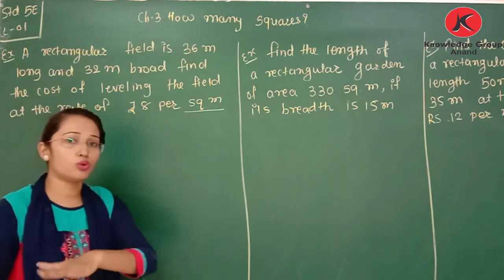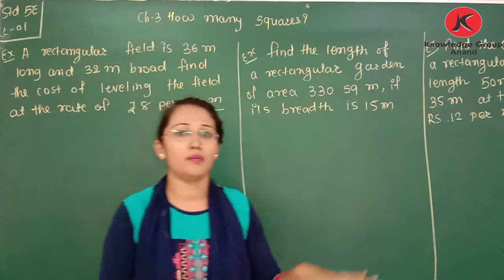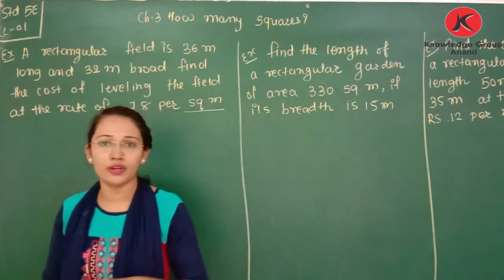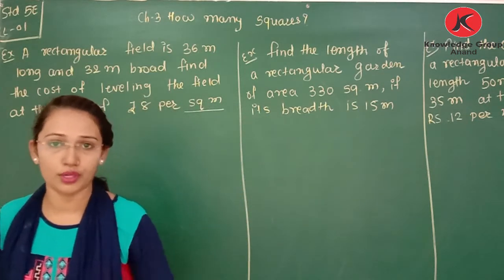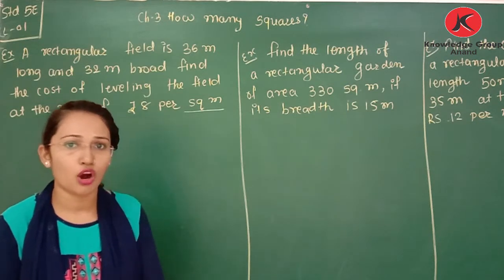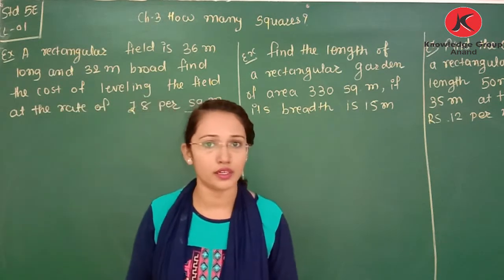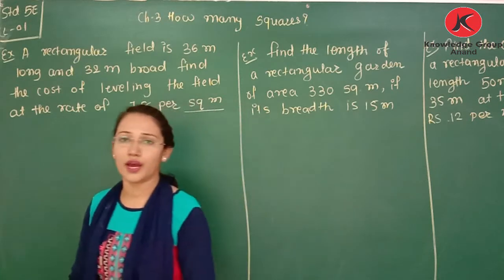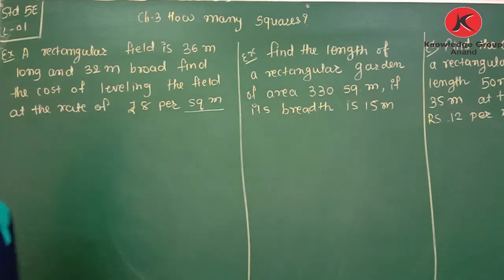Leveling means the whole field has to be made level. Its boundary is not leveled, nobody levels just the boundary. You need to perform the leveling of the whole surface area of the field. It means you need to find the area of the field.